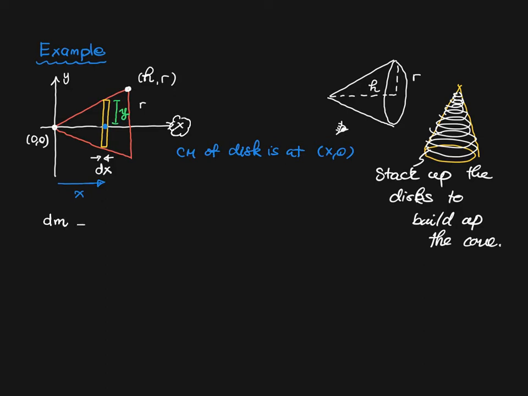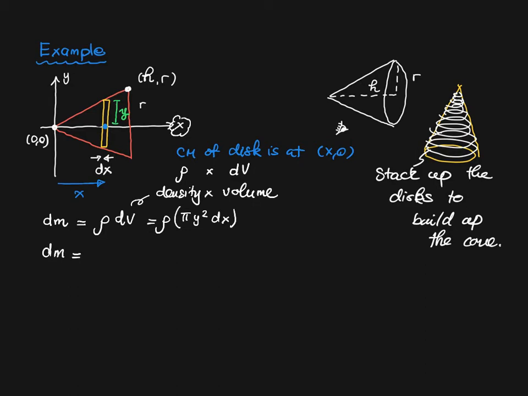The small mass of this disk is equal to rho times dv. So this is the density times volume. Density is given by rho, and the small volume is dv. And the volume of this disk is the base, which is pi r squared. The radius is y, so we have pi y squared times the thickness, which is dx. So now we have dm. The mass of the thin disk is rho pi y squared dx.